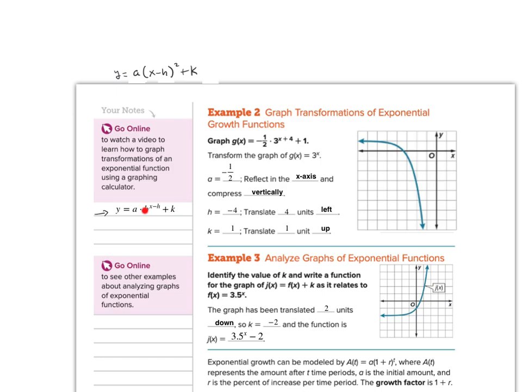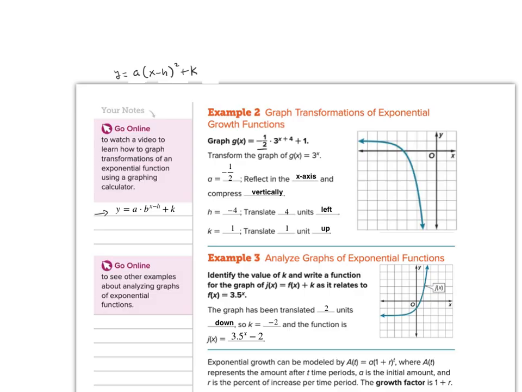You have your b value, and then a, of course, is the initial. What is the initial? Your x minus h is going to be what's going on in your exponent. So h is going to be how we move left or right, and k is going to be how we move up or down. Same effect, different parent function. So here g of x, so we know that it reflects.